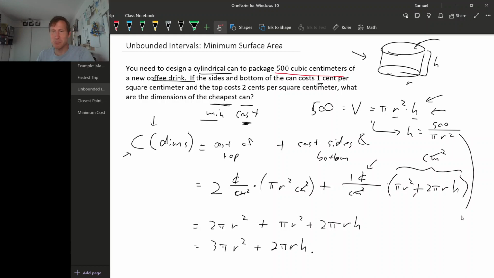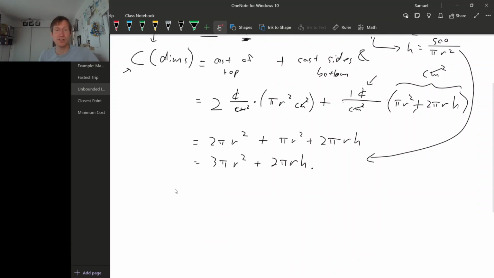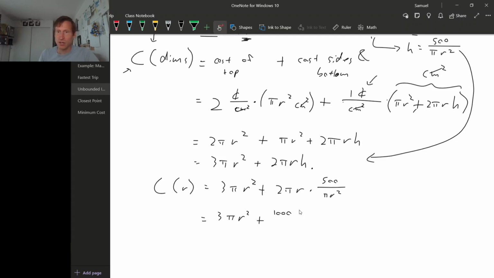So we can take this and put it into our cost formula so that we're expressing cost only as a function of r. So cost as a function of r is 3 pi r squared plus 2 pi r times h, but h is 500 over pi r squared. So let's simplify this. 3 pi r squared plus 2 times 500 is 1,000. The pi's cancel and one of the r's cancel, so 1,000 over r. All right, so here's our cost function, and this is what we want to minimize.